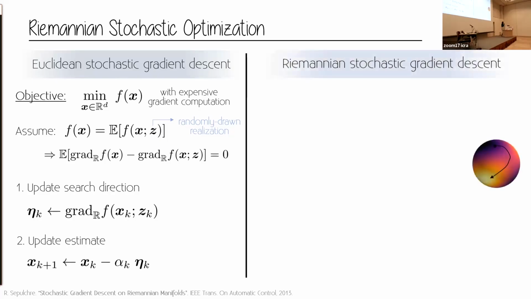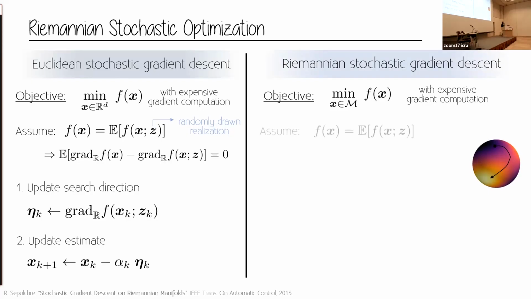Now the Riemannian generalization, this Riemannian stochastic gradient descent algorithm, is very similar in the sense that we are aiming again at minimizing the objective function. This objective function has an input on a manifold, and we have an expensive gradient computation. So in that case, we again assume that the expectation of a randomly drawn realization is equal to the function itself. And again, we can assume based on that, that the expectation of the difference between the gradient and the gradient of the randomly drawn realization is equal to 0.